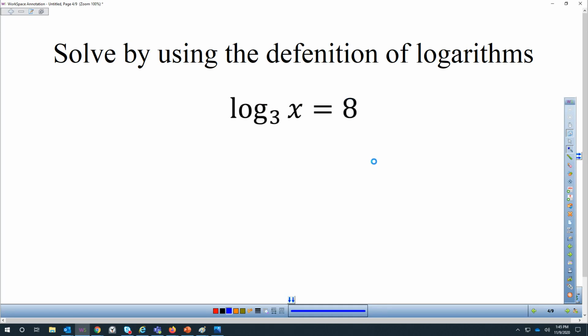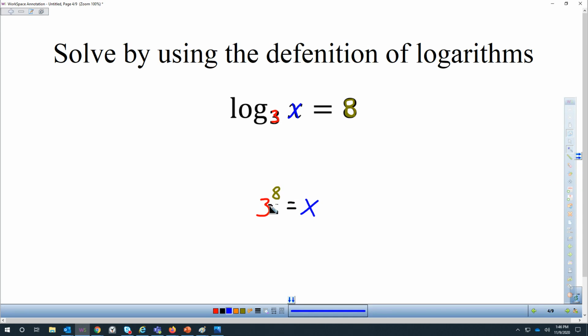Okay, we're going to do another problem now, similar, but this time we have an equation written in log form, and we're going to use the definition of logarithms to change it back to exponential form. So we're going to go the other way. We have log base 3 of x is equal to 8. According to my definition of logarithms, that equation is the same thing as saying 3 to the 8th power is equal to x.